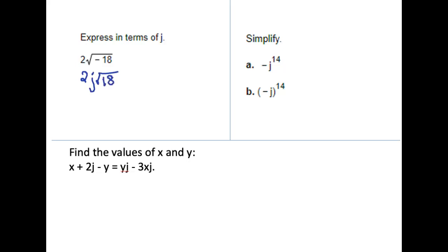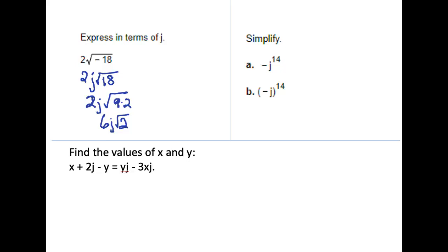18 is the same thing as 9 times 2. So I've got 2j times the square root of 9 times 2. The square root of 9 I know is 3, so I'm going to bring that 3 outside of the radical and multiply it times this 2j. So my final answer is 6j times the square root of 2. That's how we'd simplify this 2 square root of negative 18.